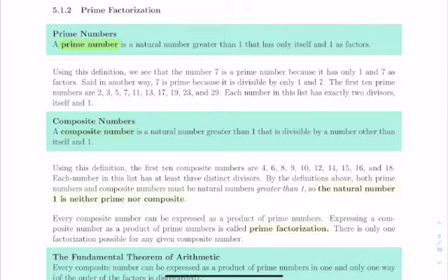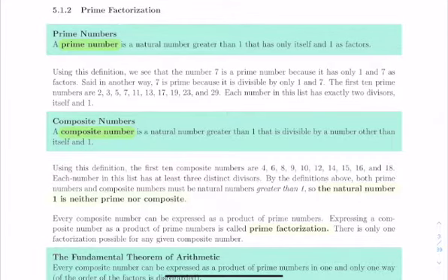The first 10 prime numbers are 2, 3, 5, 7, 11, 13, 17, 19, 23, and 29. Each number in this list has exactly 2 divisors, itself and 1. So a composite number is a natural number greater than 1 that is divisible by a number other than itself and 1. So you're either prime or you're composite.